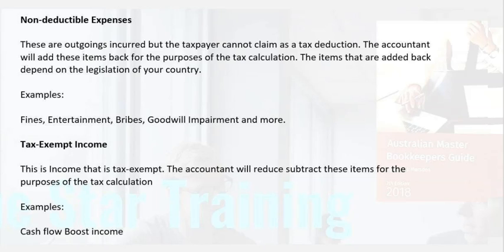Another possible category is tax-exempt income. The accountant will reduce or subtract these items for the purposes of the tax calculation. An example of this is the cash flow boost income. So let's head over to Excel and see what this looks like.